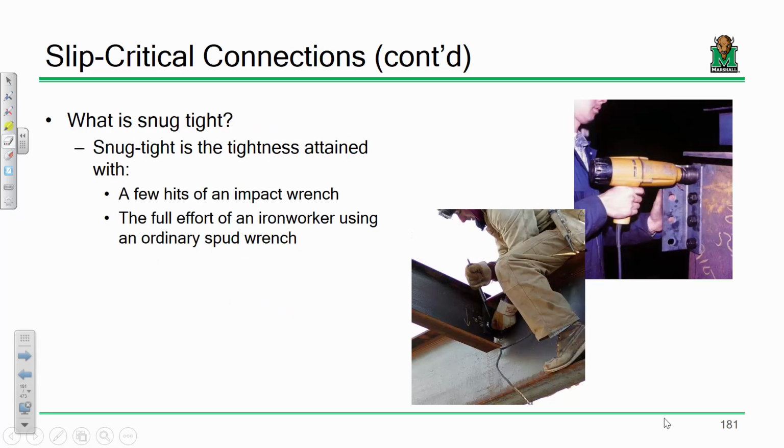It's that simple. Now, how do we do this in structural steel design? Well, the capacity of a slip critical bolt is all a function of really this term, this minimum bolt pretension.